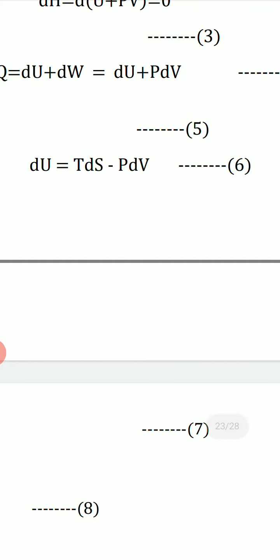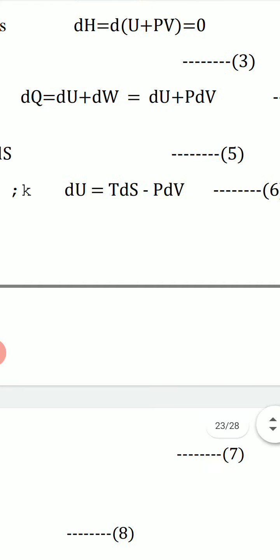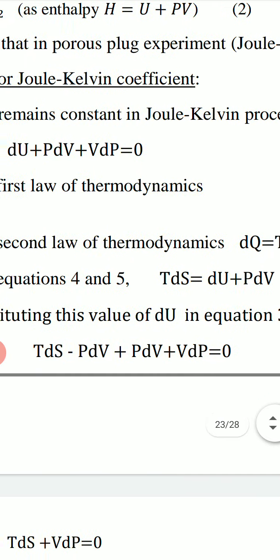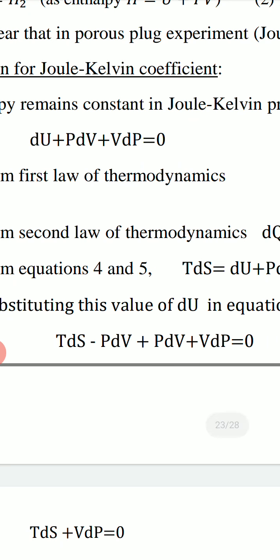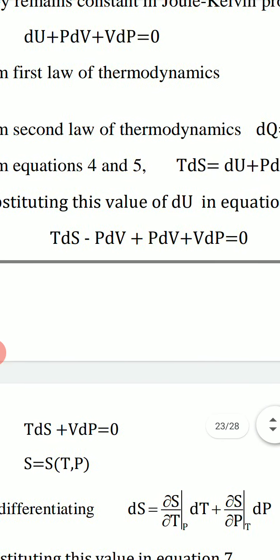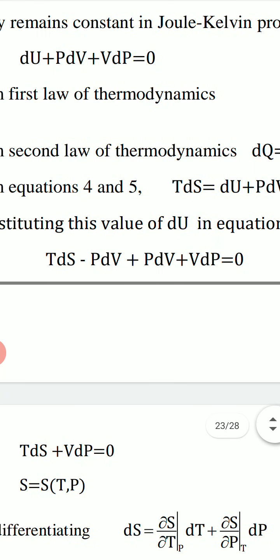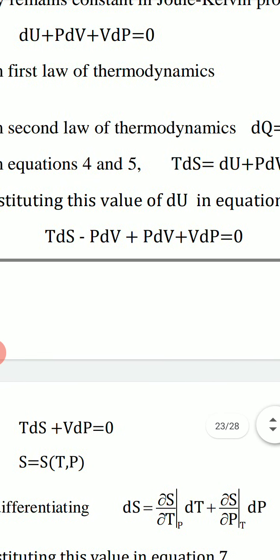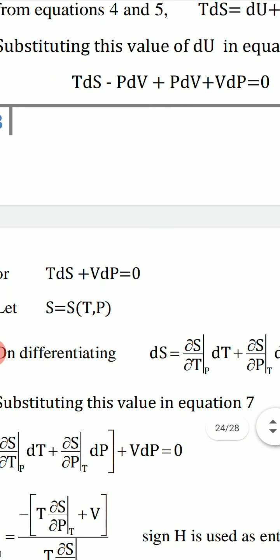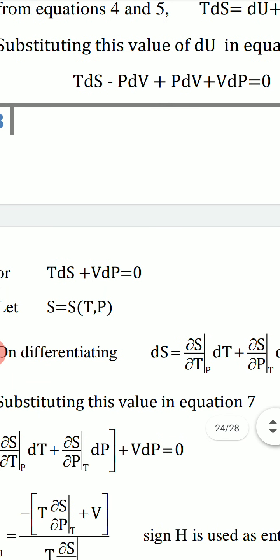And now put this value of dU from equation 6 into equation 3, dU plus PdV plus VdP equal to 0. Here we put the value of dU, which is TdS minus PdV. Then equation 3 becomes TdS minus PdV plus PdV plus VdP equal to 0. Two terms are cancelled out, minus PdV and plus PdV, and now this equation becomes TdS plus VdP equal to 0.